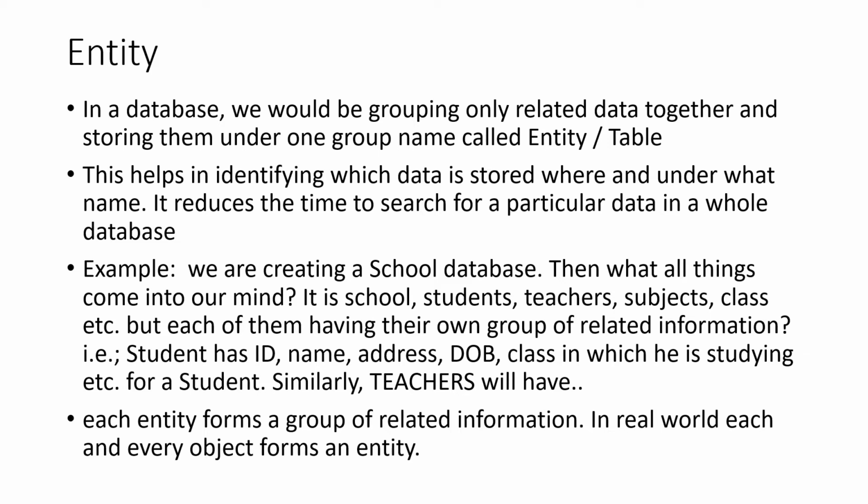Okay, where we will have some columns and some rows. Columns will be the attributes and rows will be the records. Okay, this helps in identifying which data is stored where and under what name. It reduces the time to search for a particular data in a whole database.